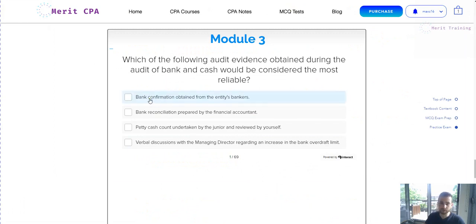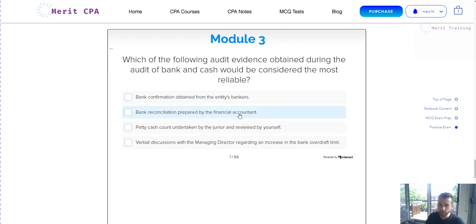If we apply this to this particular question, we want to know which of these options is going to be most reliable. Well, this one here is a bank confirmation, so this is external information. We know per that rule that it's going to be more reliable than any information obtained internally. So let's keep that in our back pocket, but let's check the other ones in case there's a more correct answer. B is bank reconciliation prepared by the financial accountant.